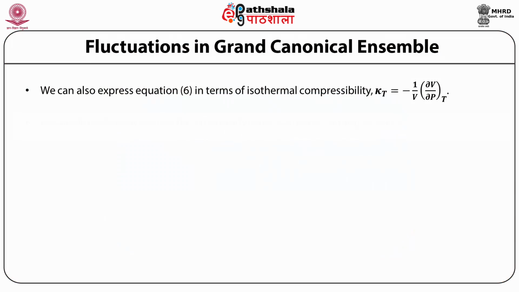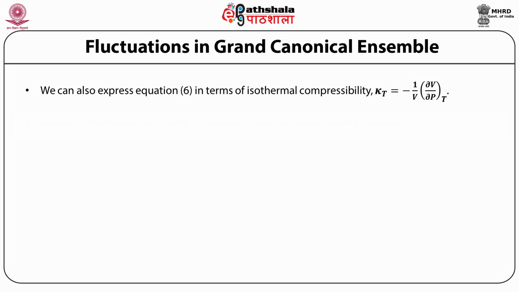For 1 mole of an ideal gas, the number of particles n is of the order of 10 raised to the power 23. Hence, the variance is of the order of 10 raised to the power minus 12 of the mean number of particles n, a very small spread about the mean number of particles, leading to an important conclusion that it is the same as we find in the microcanonical ensemble, that is, the two ensembles, the grand canonical and microcanonical, give the same thermodynamical result. We can also express equation 6 in terms of isothermal compressibility.